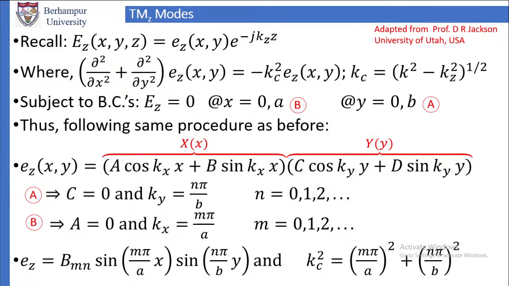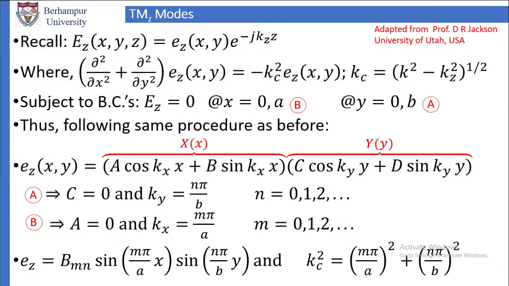Let us use boundary condition A on Y. Y is equal to 0. At small y is equal to 0, capital Y is equal to 0. Now put small y is equal to 0. So that gives you C into cos 0, which is 1, so that is C, plus D into sine 0, that is 0. So capital Y becomes C. Now capital Y has to be 0 when small y is equal to 0, which means capital C is equal to 0. So that gives you capital C is equal to 0. That is the first condition that you get.